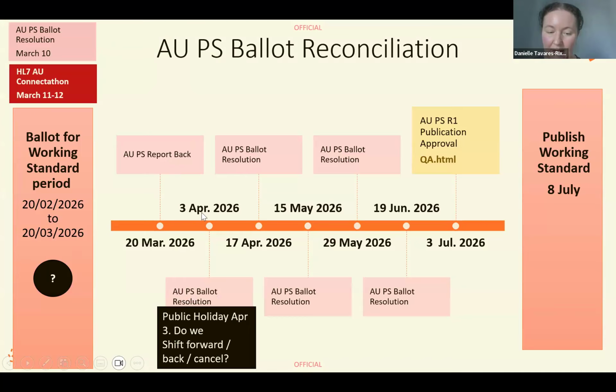Do we shift this? Do we cancel entirely? Do we move it back a day or two? Do we put it to the next week instead, just put it back a week? That's what I need to ask people on the line, what they're happy to do instead of having the 3rd of April meeting. I'm not going to suggest that we hold it on the public holiday. We will need to do something.